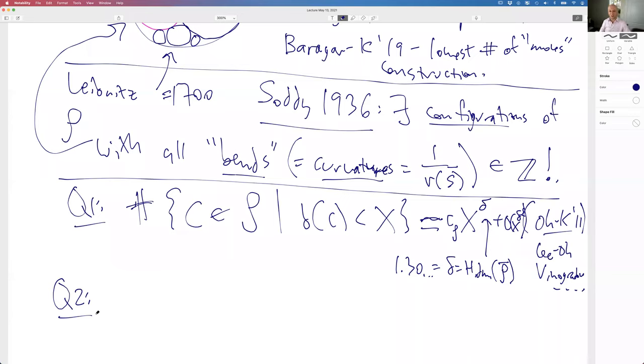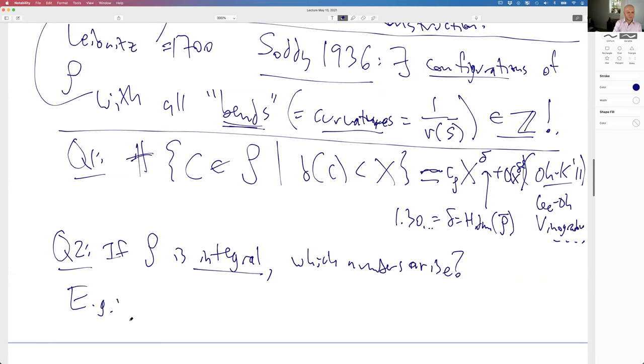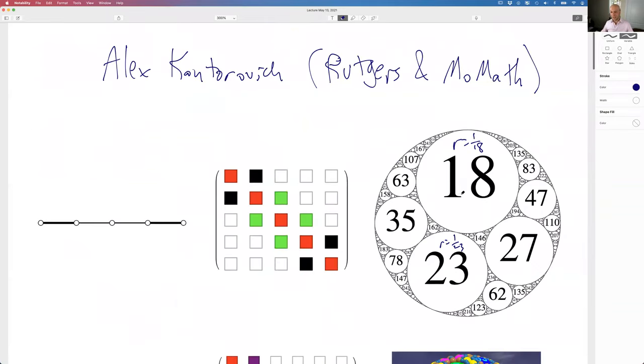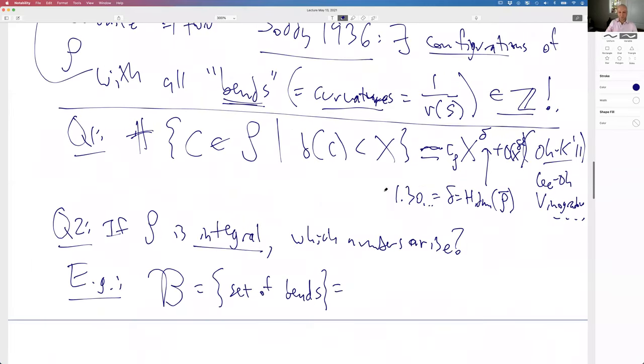Much less settled are questions about, okay, we see these numbers, we see these bends. So if our packing is integral, so we'll say a packing is integral if all the bends are integers, which numbers arise? So in our example above, the set of bends contains, let's see, what numbers do we see? 18, 23, 27, 35, 62, and so on. So this is just the list of numbers without multiplicity that we see. So there's this infinite list of bends.